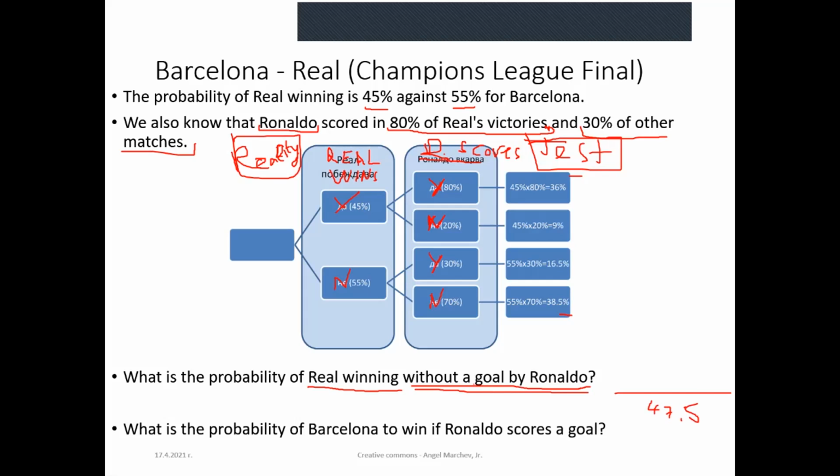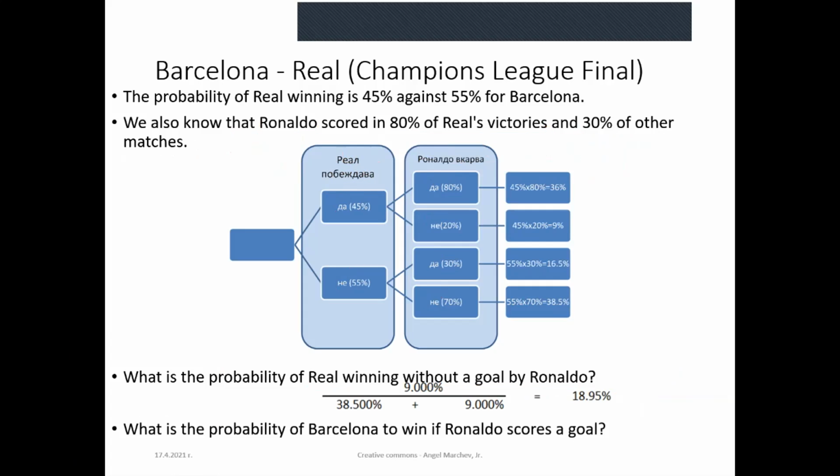And Real winning, which of these numbers come from Real winning? It is 9%. And if you calculate, I have this calculated already. Okay, so 9% divided by the sum of all the occasions, and we have 18.95. So Real winning at the beginning, the unconditional probability, is 45%.